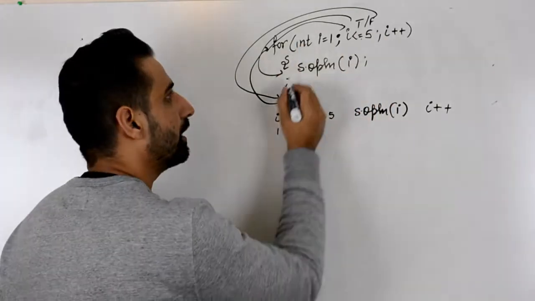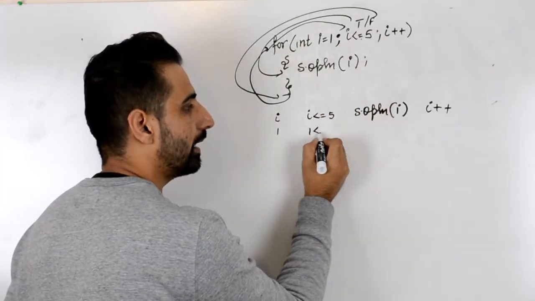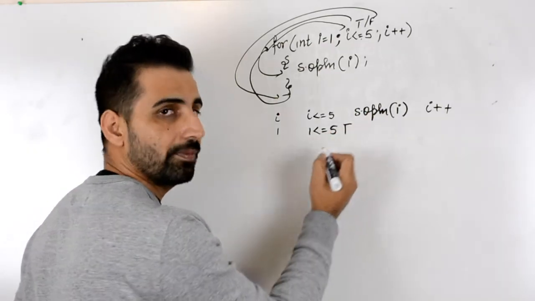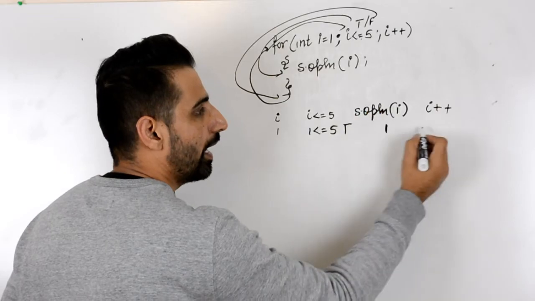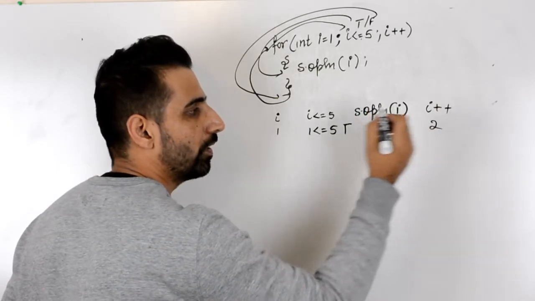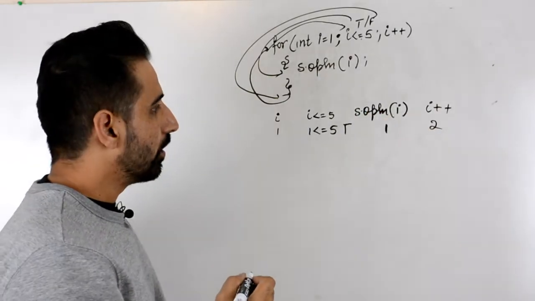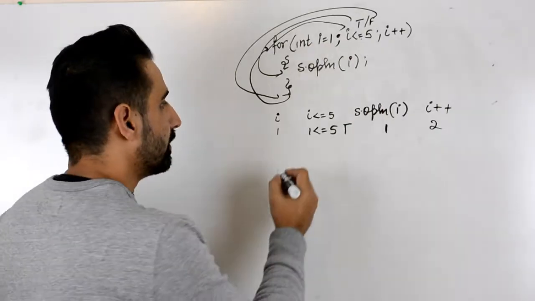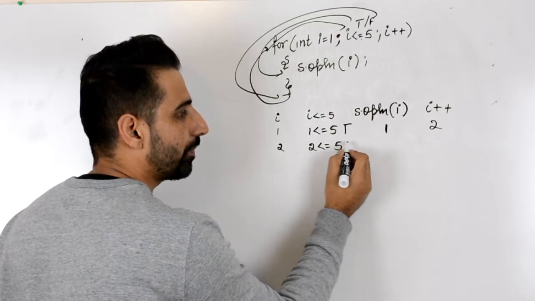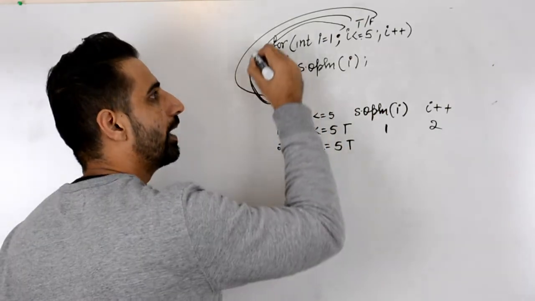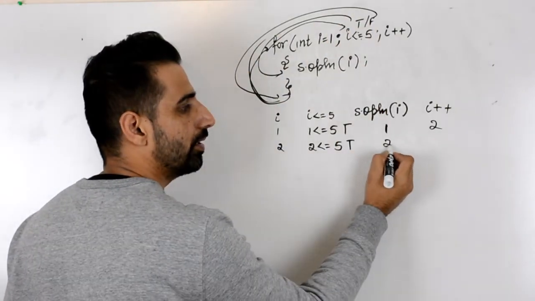Let's do it. What is the initial value of I? 1. 1 is less than equals to 5. The condition is true, so it will print 1. And now what's the value? I plus plus means the value of I became 2. So next I have to print 2. Now the value of I is 2. It will check 2 less than equals to 5. Because it went to the top, the condition is true, so it will print 2.